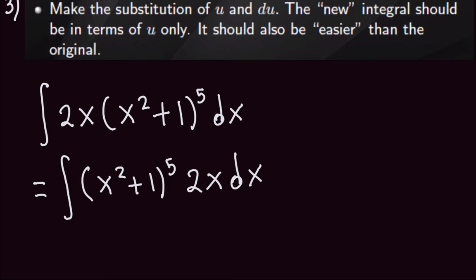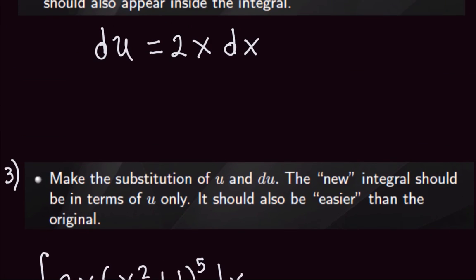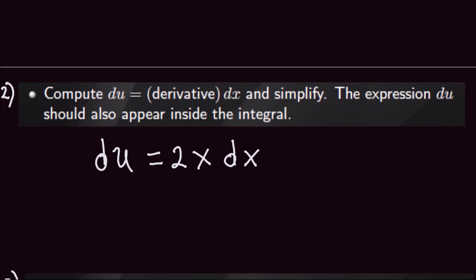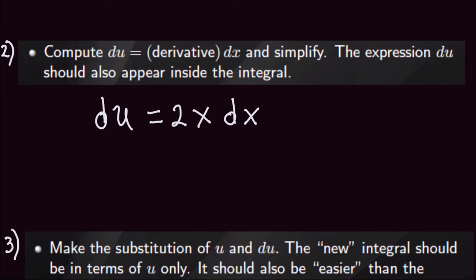Now, the reason I put it like that is because now I'm going to make the substitution. If you remember, what was our u? u was this expression here, x squared plus 1. That's my u. And this guy here, 2x dx, is my du. Let me scroll back here and show you. So du is 2x dx, and u is x squared plus 1. That's where I make the substitution.